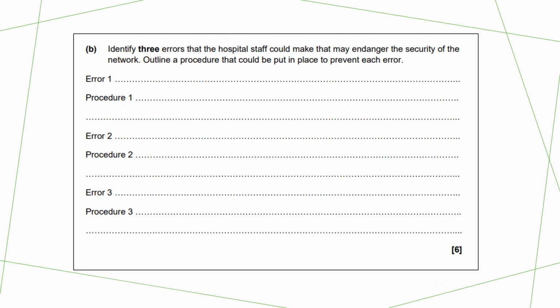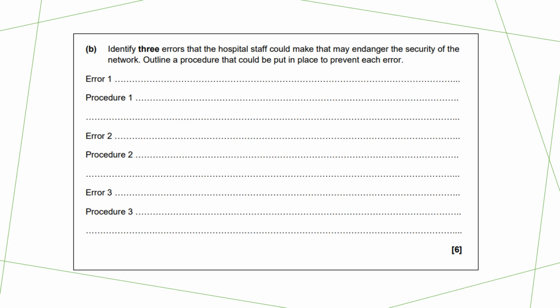So the second part of this question says, identify 3 errors that the hospital staff could make that may endanger the security of the network. Outline a procedure that could be put in place to prevent each error. So 3 things that they could do wrong that might jeopardize the security, and then 3 things that you could do to make sure they don't make those mistakes.